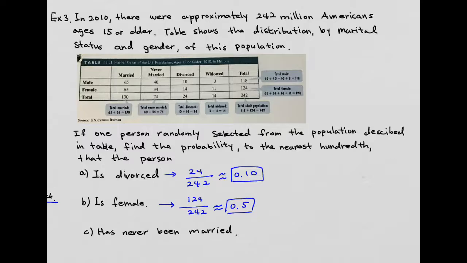C, what about the person who has never been married? Never married is right here. This is never married. Again, they are not asking female never married or male never married, so you're going to use the total 74. So that's going to be 74 over 242, which is about 0.31 probability.